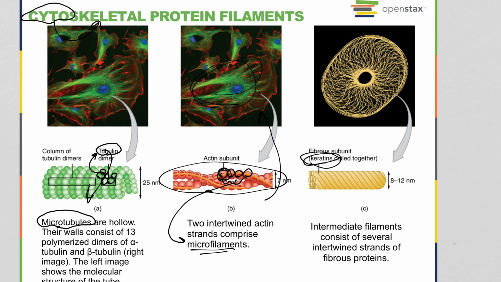Think of them like ropes. Keratin is what hair and the epidermis of the skin and fingernails are made out of. Right? They're meant to withstand an enormous amount of stress and not tear easily. And so these tend to be extracellular, while actin and tubulin tend to be intracellular.